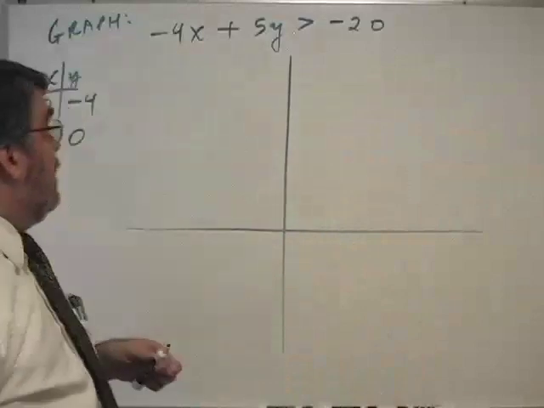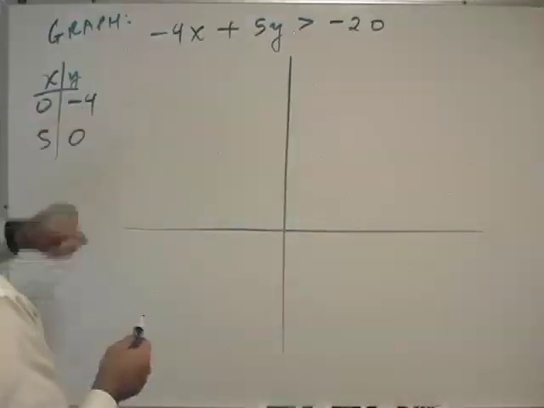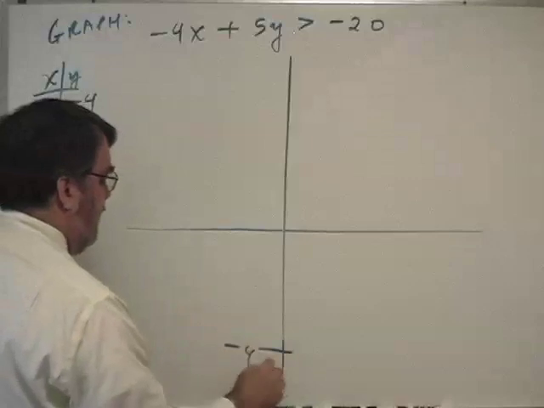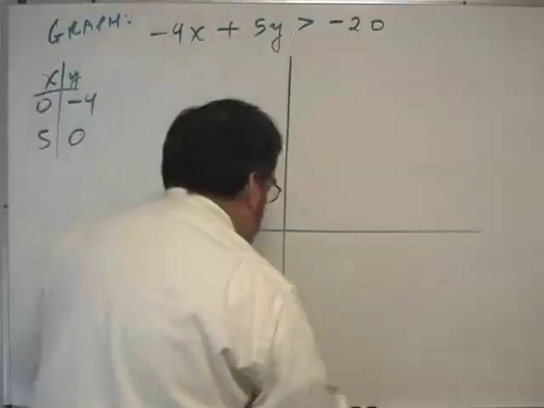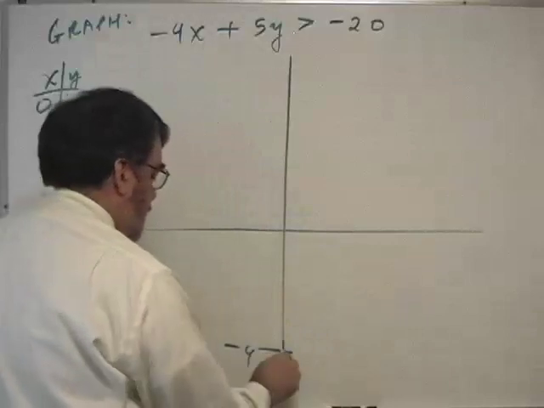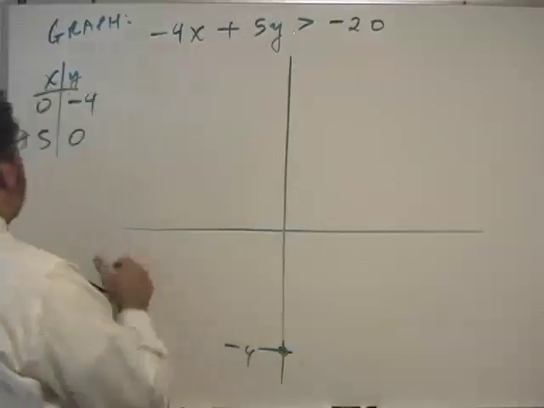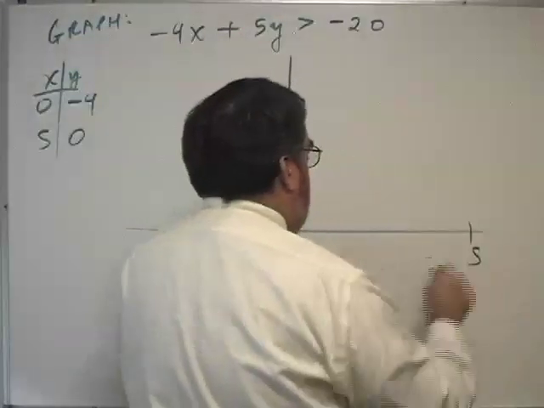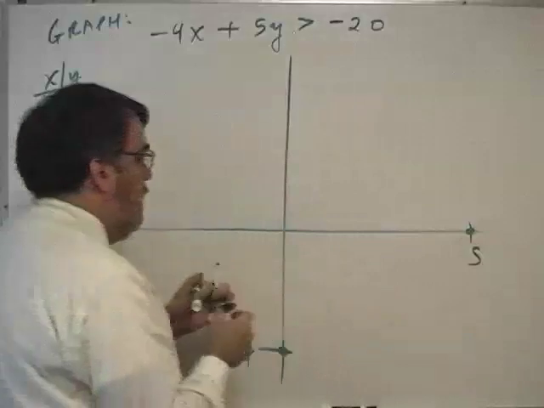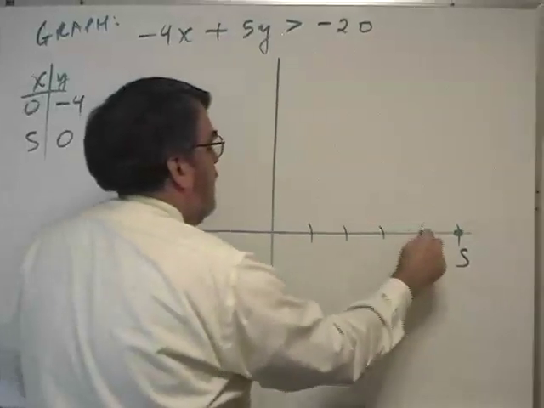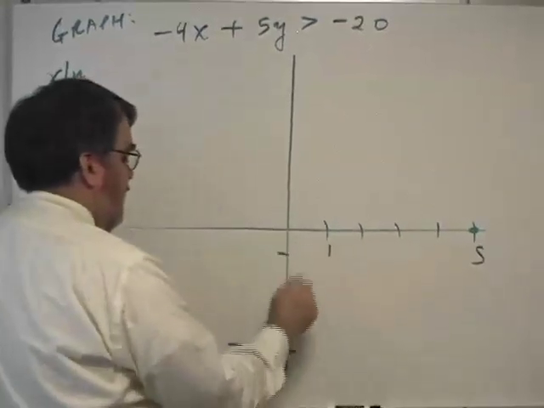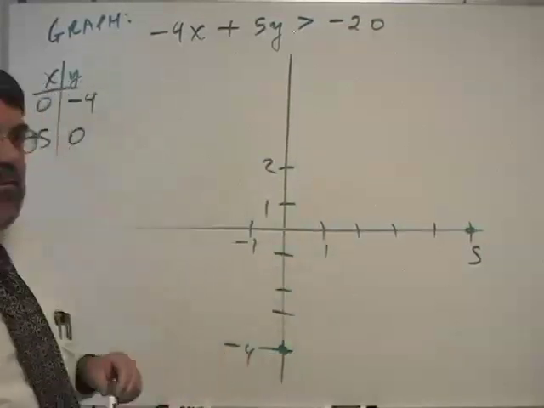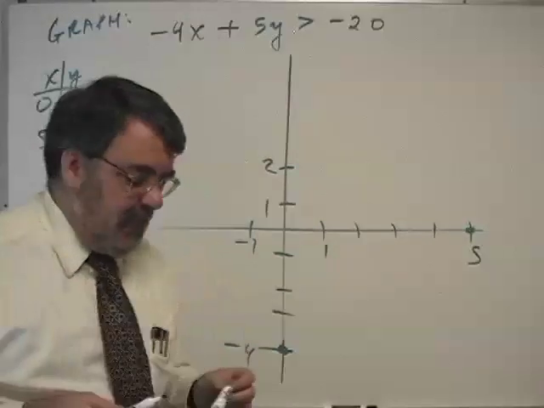So, alright, 0, negative 4. This negative 4 is on the y-axis, so it's down here. And let me do this in green. 5 comma 0, 5 is over here, like so. And I think I'll put a couple of numbers in here, because your reader needs to tell what scale you're using.